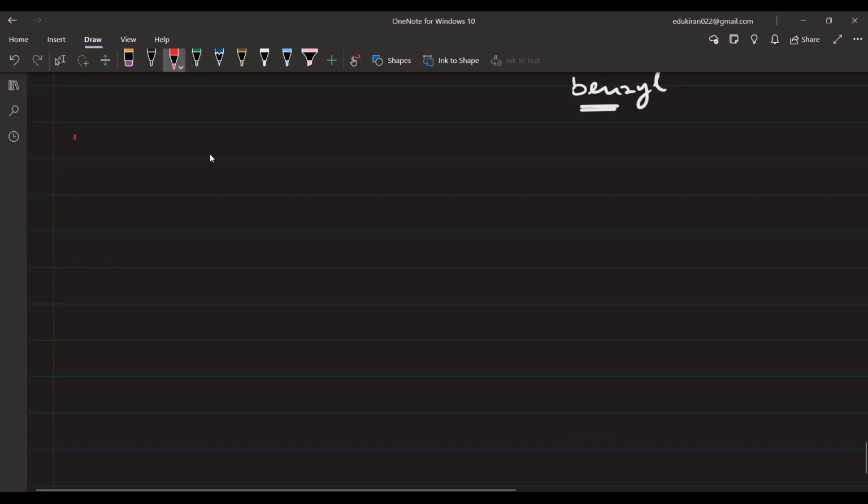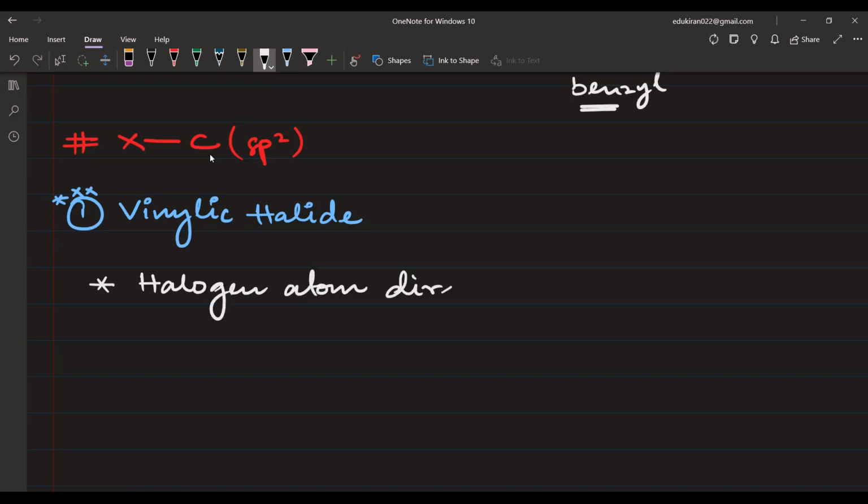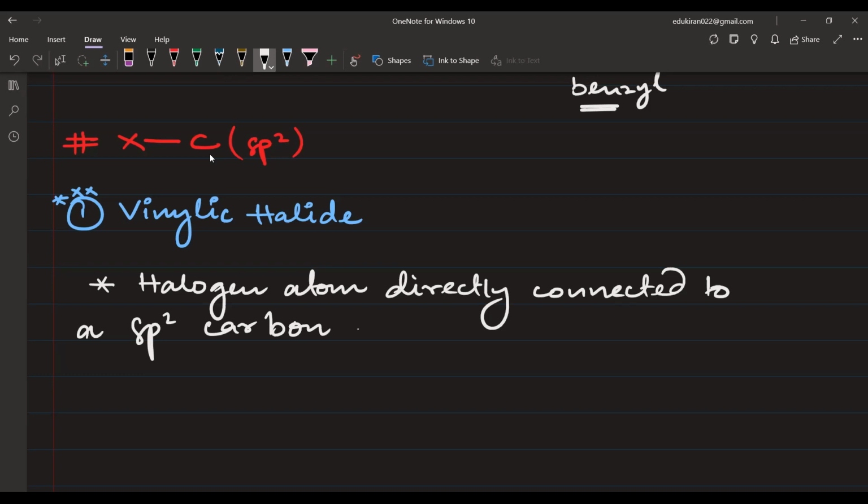Right, next, now we will be looking at sp2. Here what is there? Halogen atom connected to a carbon atom which is sp2 hybridized. In this, you will write first of all, number 1, vinylic halide. This is very important. Allylic, benzylic, vinylic, very important. Here, vinylic halide. In this, you will write halogen atom directly connected to sp2 carbon atom. You have halogen atom, it is further connected to this carbon.